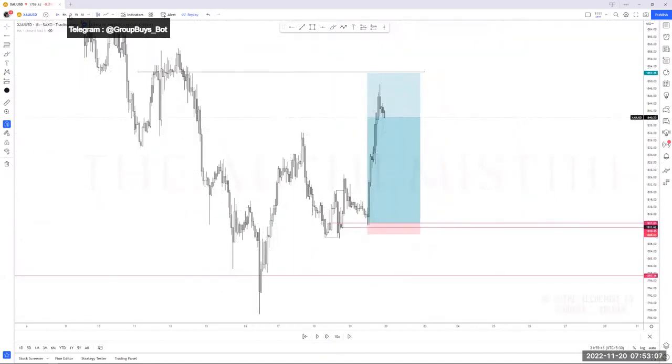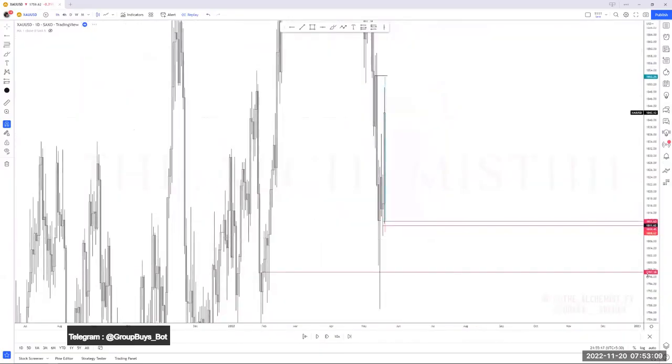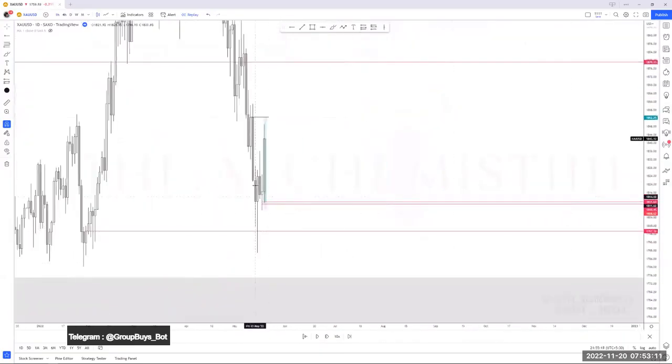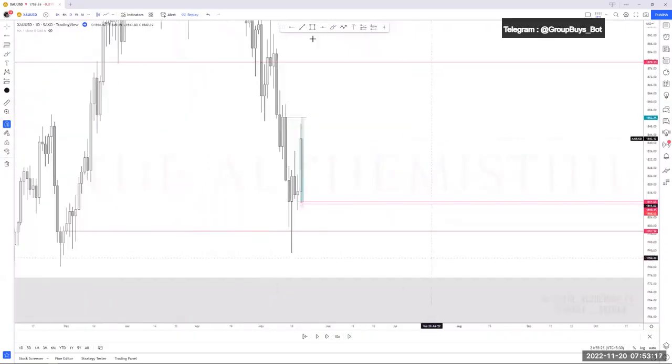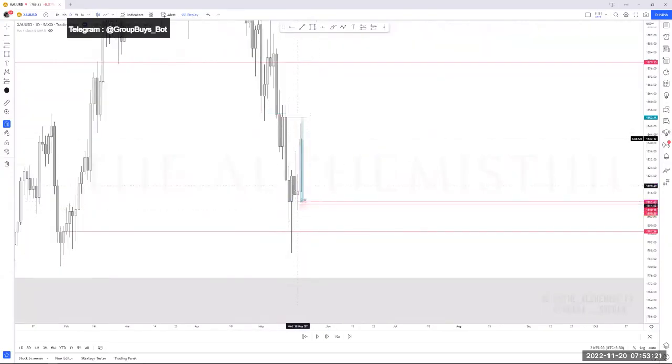Daily has tapped into a daily and then closed above it. You can see this too, right? And then we had this daily zone in here that price tapped and closed above. On the lower time frames, you did get a breakout structure, so there we go.